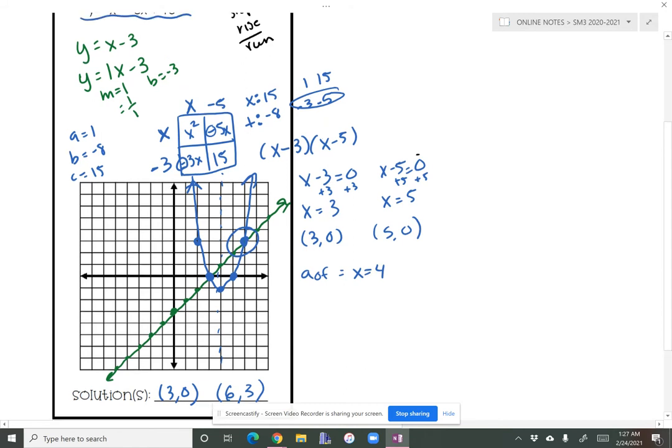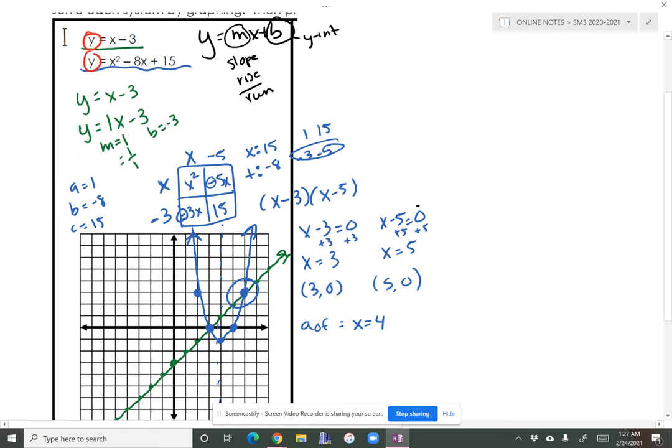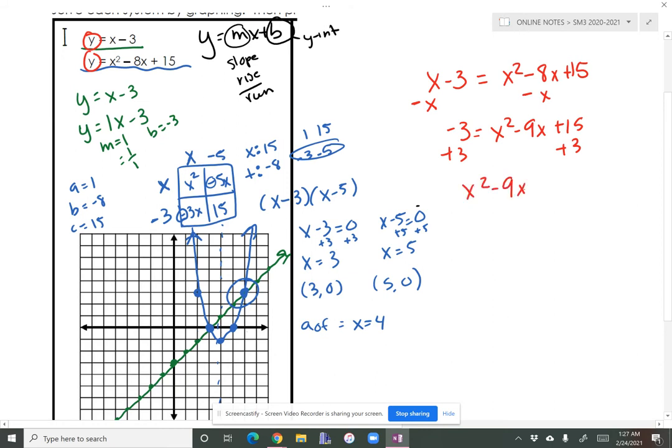Okay, but what we're going to do is the second part says, hey, prove it using algebra. So the way we do that is we're going to see how both of these equal y. That means that we're going to set them equal to each other. Okay, and so when I set them equal to each other, because I have this x squared and an x, I know I'm going to have to move everything to one side. So I'm going to minus an x. And I get negative 3 equals x squared minus 9x plus 15. And I'm going to add 3. Okay. So then I would get x squared minus 9x plus 18 equals 0.